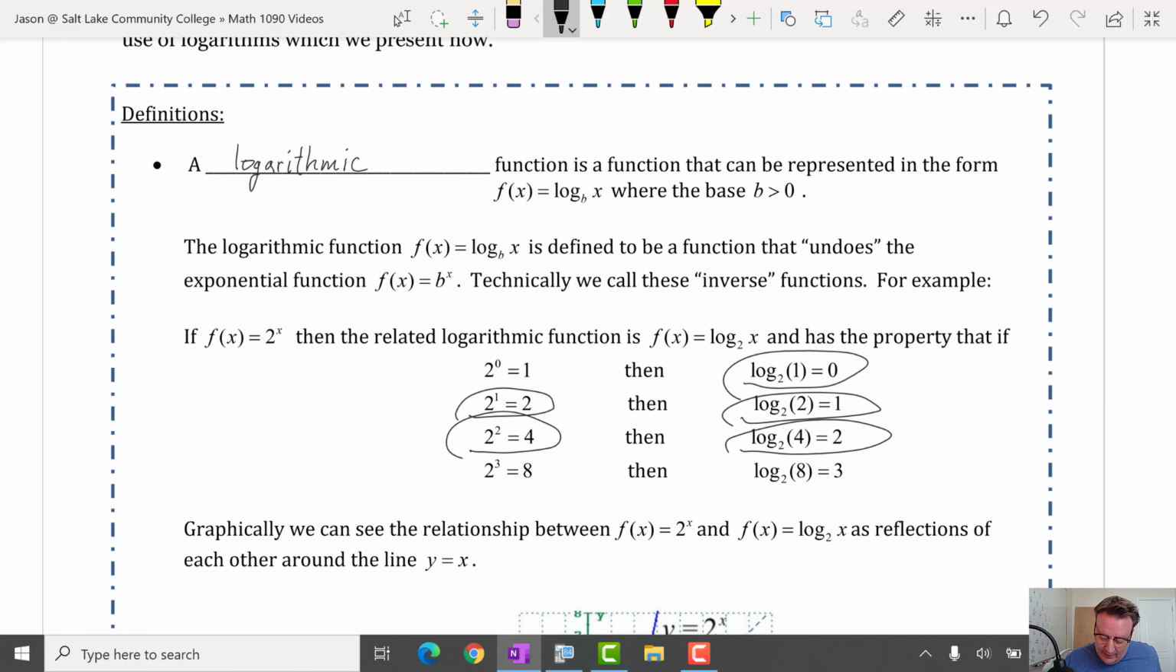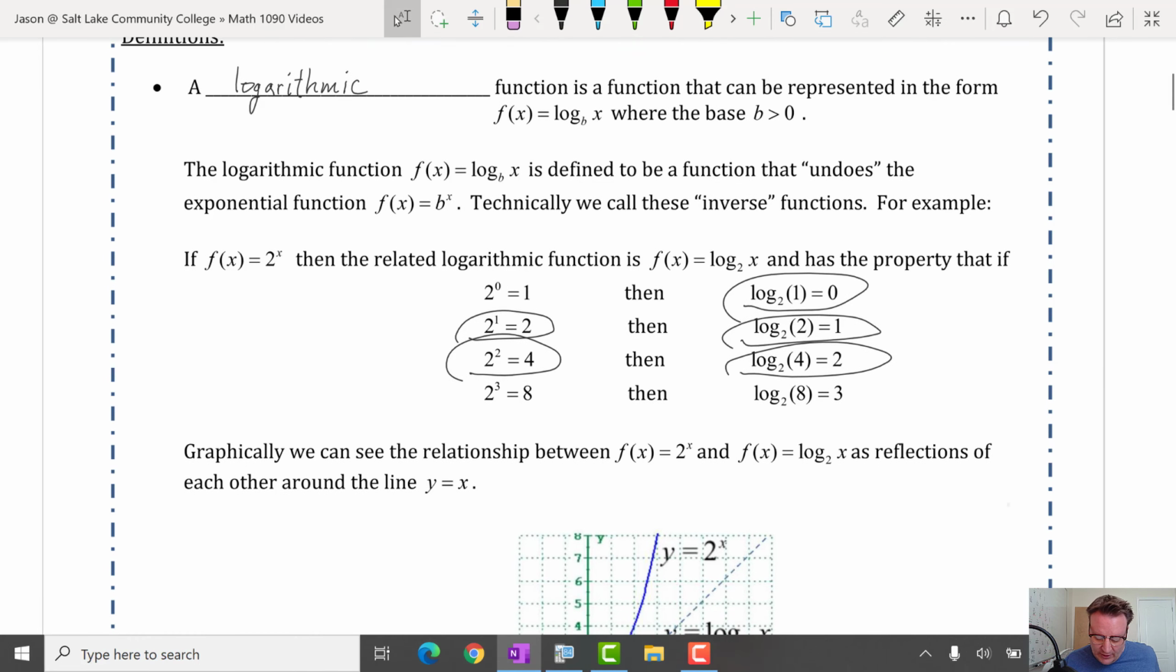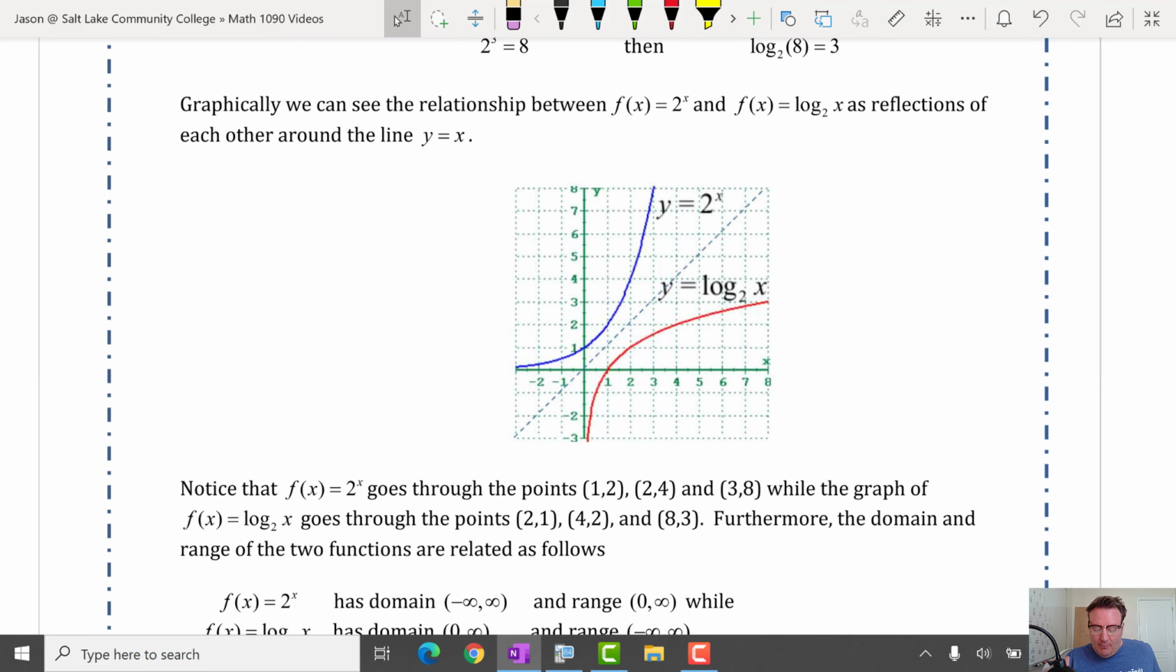Because the logarithmic functions are defined to be the inverses of the exponential functions, graphically we can see the relationship between these functions as mirror reflections of each other about the line y equals x. This line right here is the line y equals x, and the blue graph is the exponential function y equals 2 to the x power. The red graph is the mirror image of the blue graph across that line, and it's the function y equals log base 2 of x.